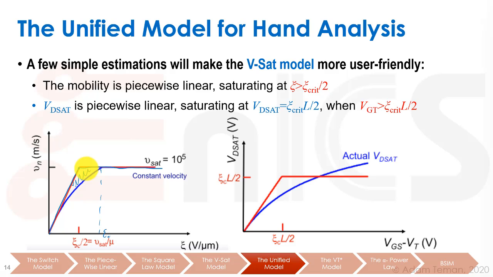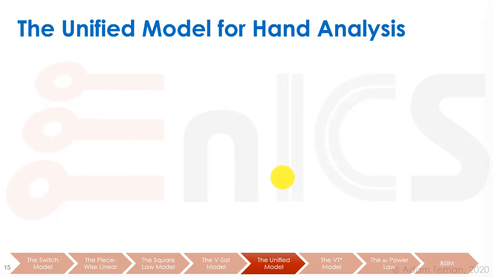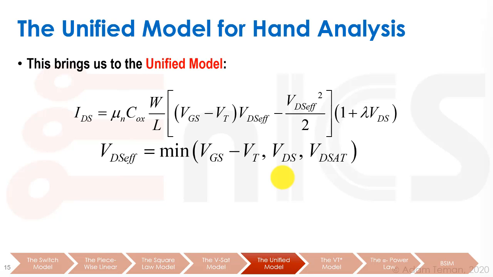Same type of thing we have with the VDSAT. If we plot the VDSAT, we're going to have, again, this curvature. So instead of that, we'll take this piecewise linear here, that at the critical field times L over 2, we have the saturation of the VDSAT over here. And if we make that assumption, now we can actually bring us to the unified model. We can plug it in, and we get this very nice equation. So we get this K right over here, mu n C ox W over L, times VGT times VDS effective minus VDS effective squared over 2, times 1 plus lambda VDS, which is our channel length modulation.